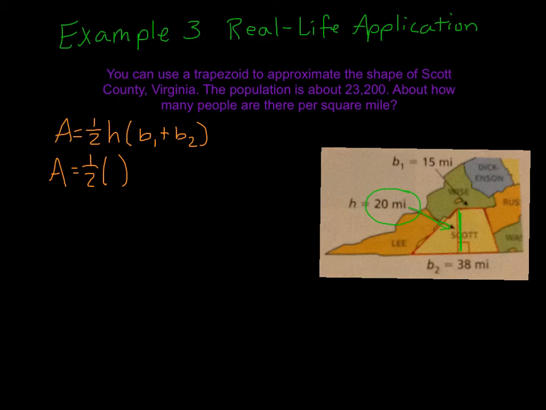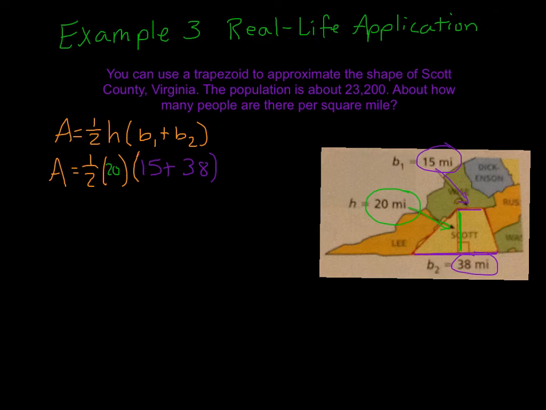So I'm going to add in my 20. My next thing is my base 1. Base 1 is this line here, represented by an arrow, and it says B1 equals 15 miles. I'll go orange here. So my base 1 is 15, plus my base 2, which they're showing is this line here, and they say B2 equals 38 miles.